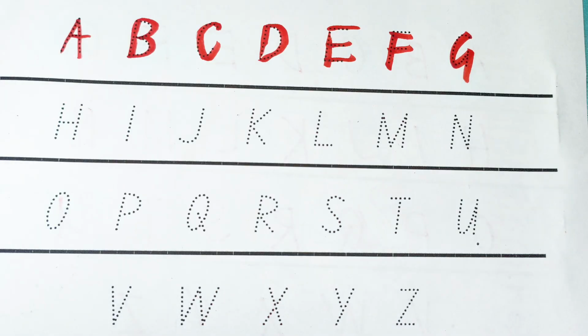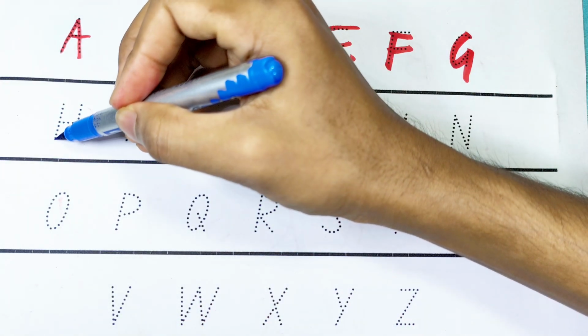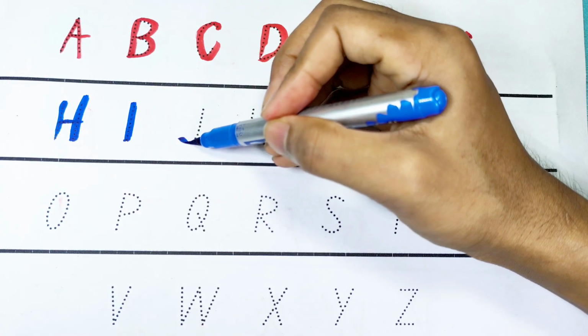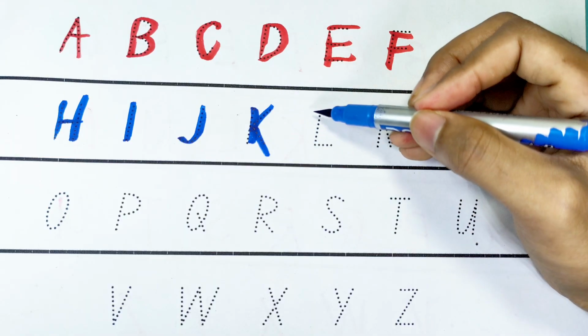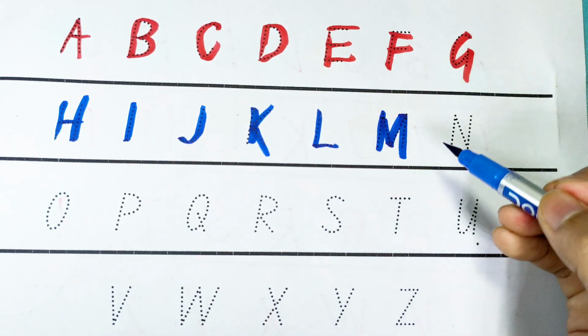The next one is H. Now we're using the color of blue and writing the alphabet of H. H for hand. The next one is I. I for ice. I for ice cream. J for jackfruit. K for kite. L for lion. L for lemon. The next one is M.